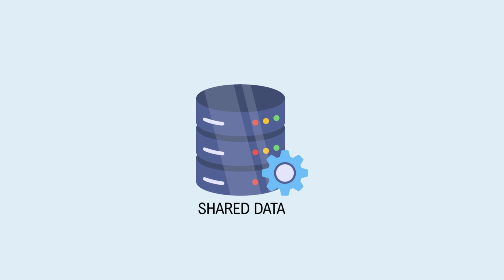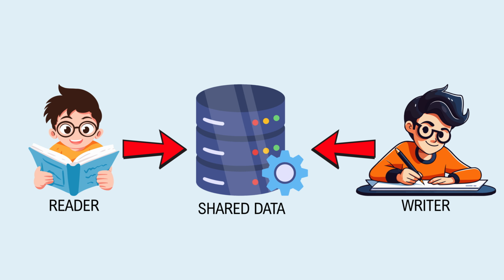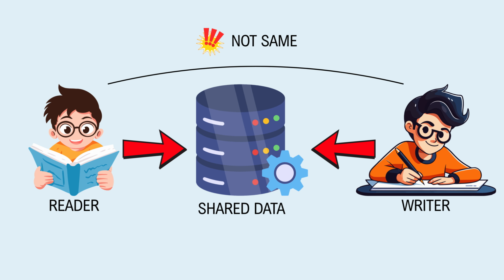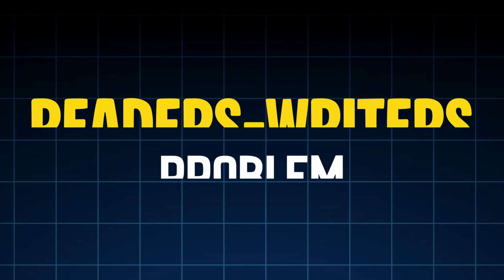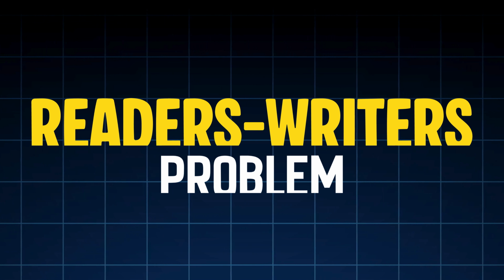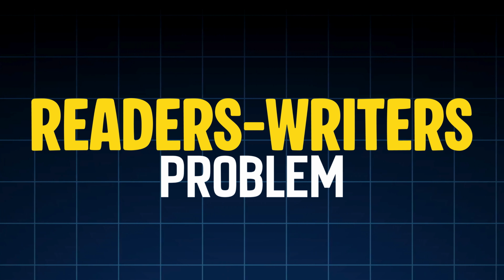There is a common pattern that shows up in most concurrent systems, which is that many threads read and write to shared data. Considering both types of access the same way is inefficient, and there is a way to make our system more concurrent and hence more efficient. Today, we are going to discuss all about this classic process synchronization problem called the readers-writers problem.